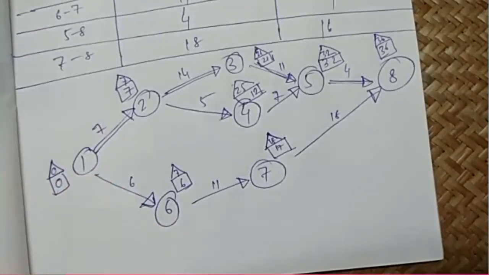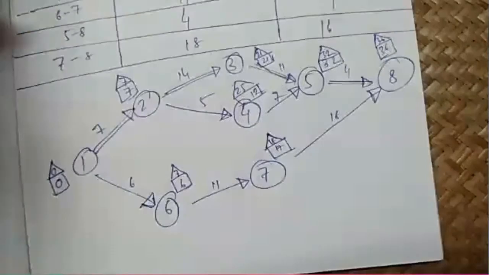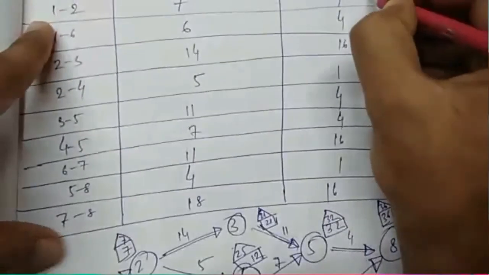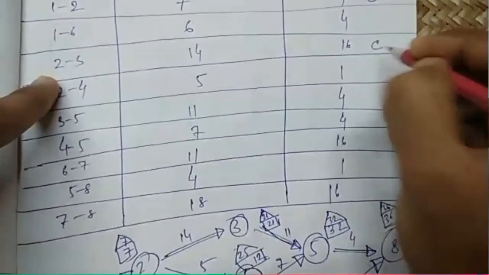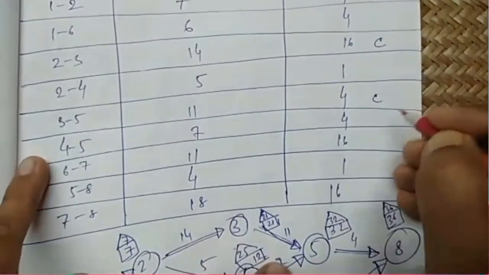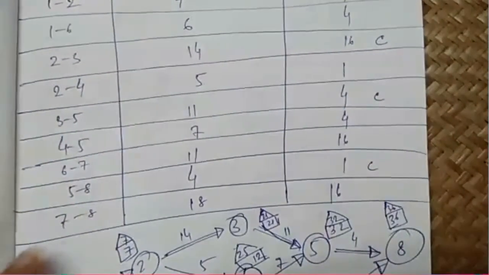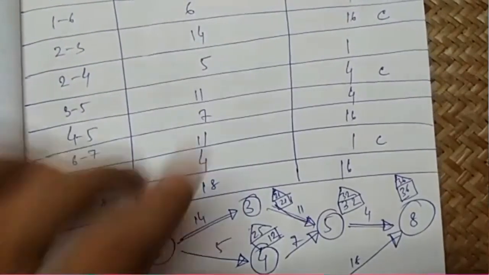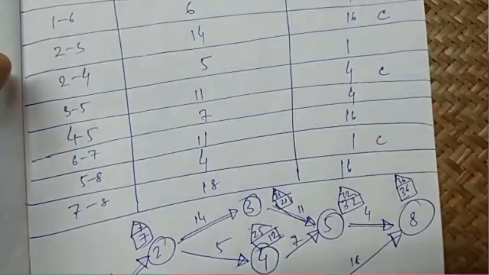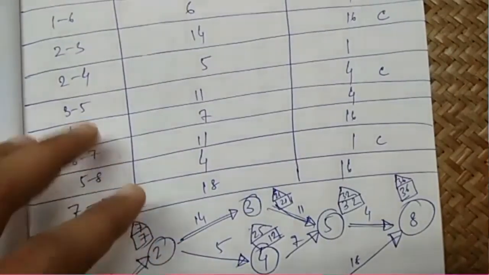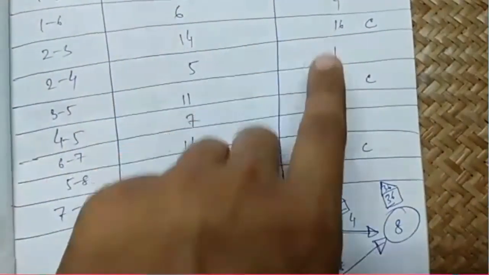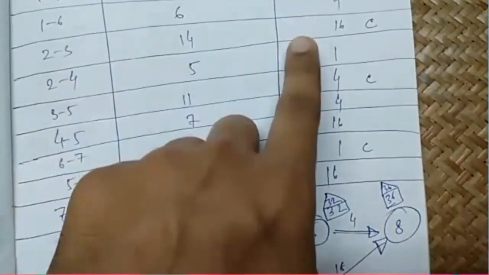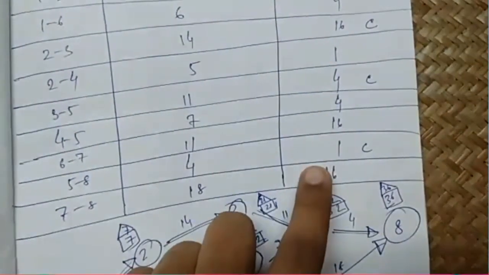Now the project length variance will be calculated from the critical path. So we know the critical path is 1 2, we'll write C beside it, 2 3 on critical path, 3 5 critical path, and 5 8 critical path. So the path is 1 2 3 5 8. These four activities are marked, and these are the variances of these four different activities: 1 2, 2 3, 3 5, and 5 8.